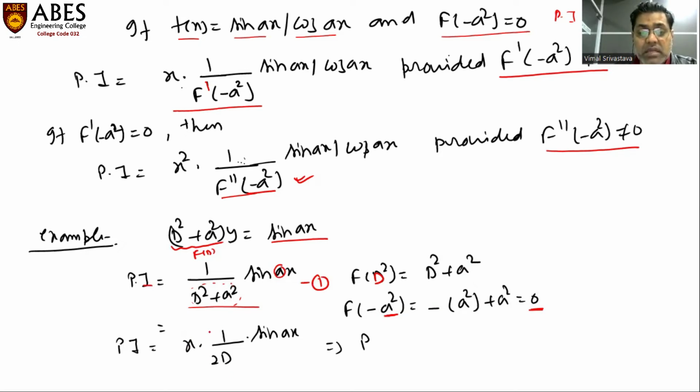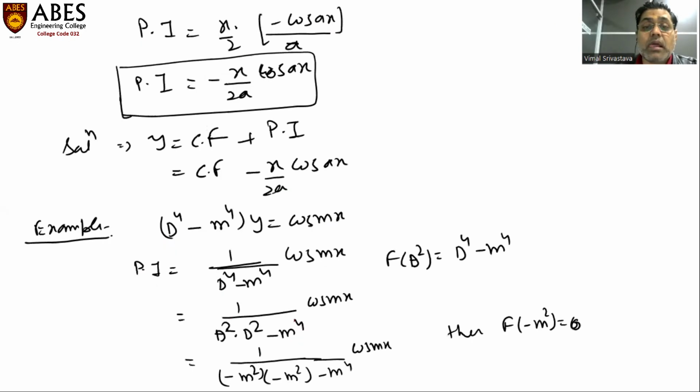First we multiply by x and then differentiate. So we get x into 1 upon 2d sine ax. So what is next? The question is, what is 1 upon d? D stands for d over dx. So 1 upon d basically stands for integral.